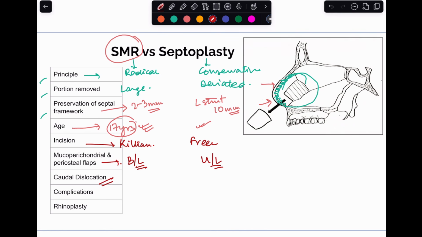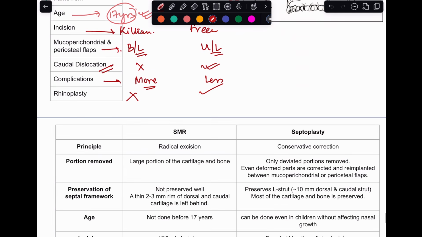Caudal dislocation cannot be corrected by SMR. It can only be corrected by septoplasty. Complications are more in case of SMR because it is a more radical procedure, whereas they are fewer for septoplasty. And if we had to perform rhinoplasty, we cannot combine SMR with rhinoplasty, whereas septoplasty can be combined with rhinoplasty and made into a septorhinoplasty procedure. So these are the differences between septoplasty and SMR that we need to know.